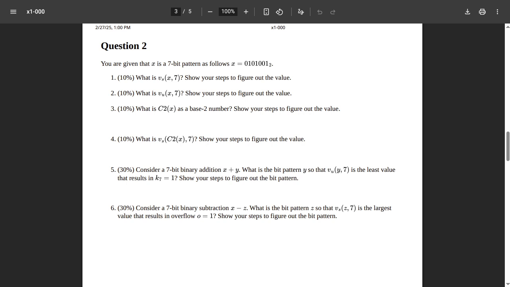Yes. So the question asks you what is the bit pattern Z. That means we need to figure out Z such that the signed interpretation of Z is the largest value that ends up with the overflow.